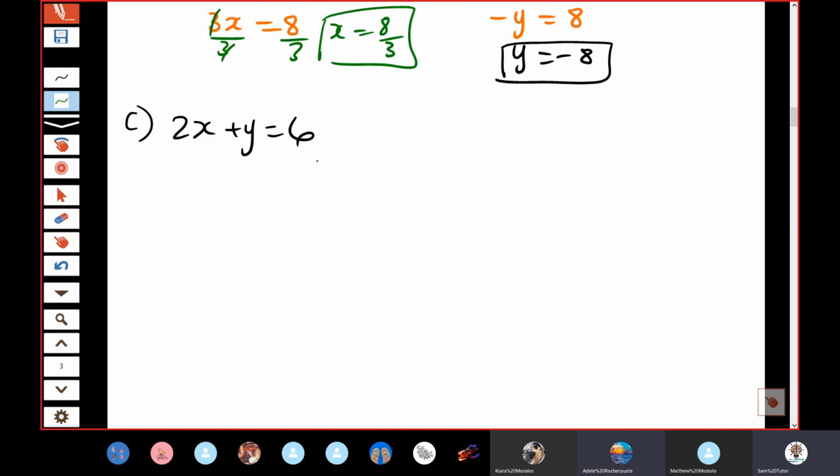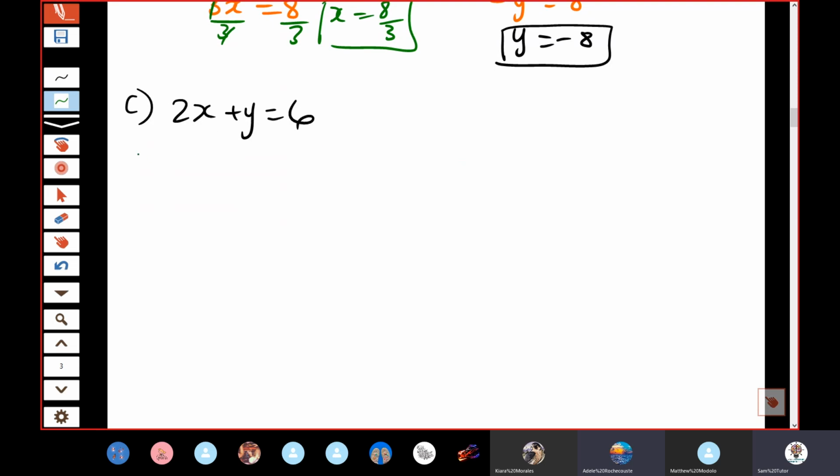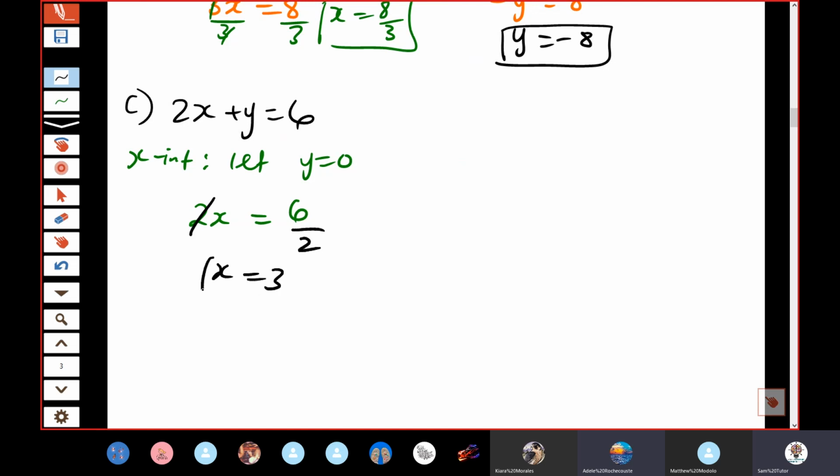What would you do for the x-intercept? So 2x plus 0, so you change the y to 0. Yep, 2x plus 0. And then it's 2x equals 6. Good job. And then you go 6 over 2, and that equals 3. Beautiful, there you go.